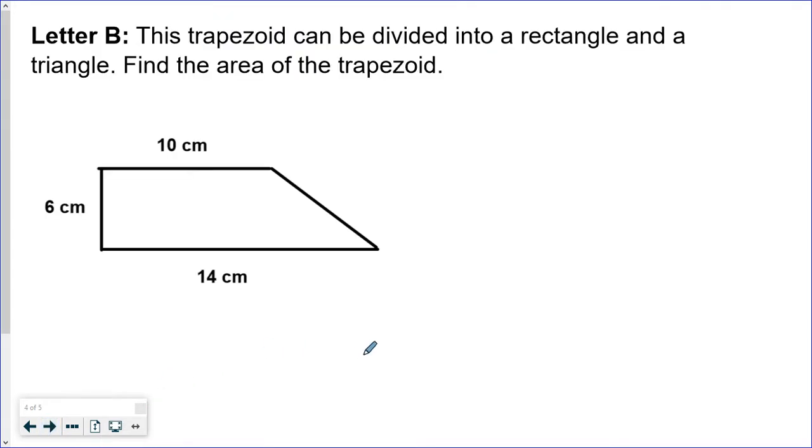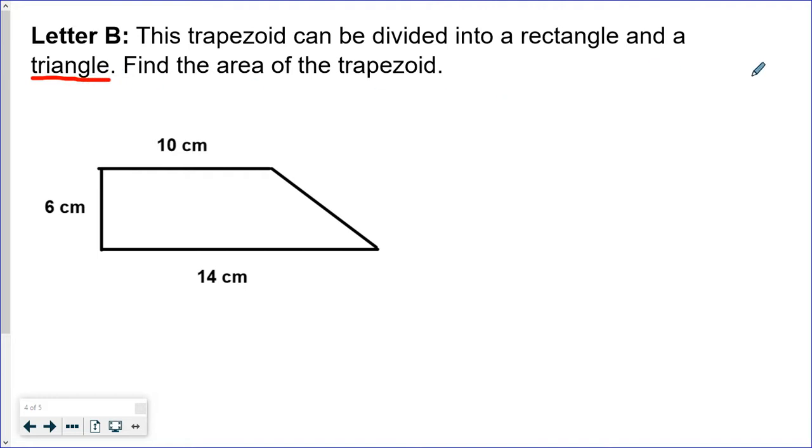Let's take a look at this next problem here. This one is letter B. And in B, it actually gives you a hint as to where to split this into two shapes. It says this trapezoid can be divided into a rectangle and a triangle.